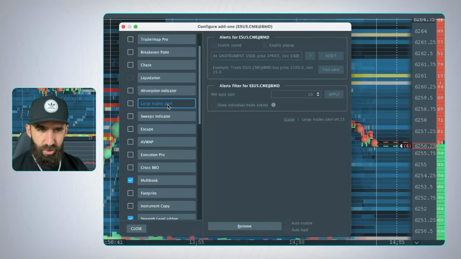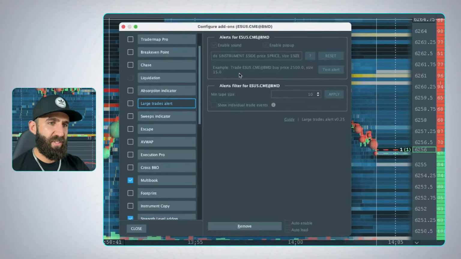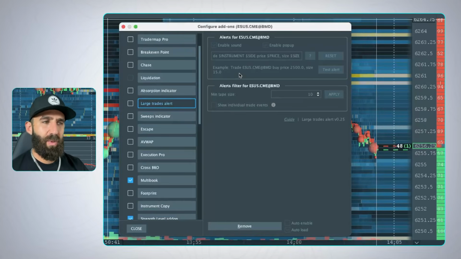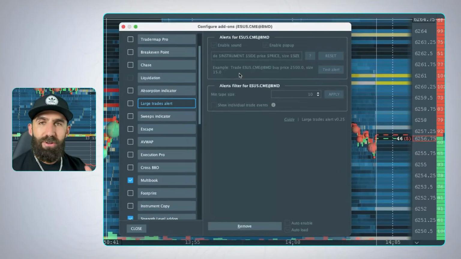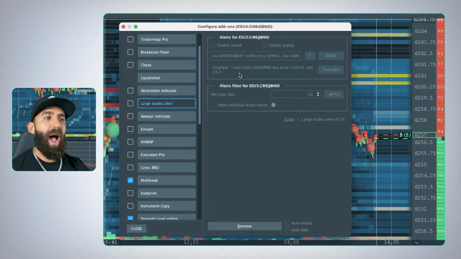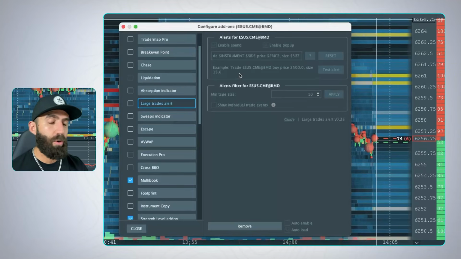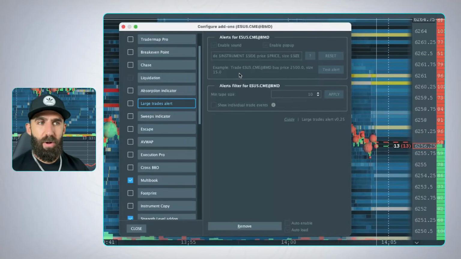So I can turn this on, and essentially I can set the minimum tape size that I want to have announced to me. I can put a large trade alert for 100 lots. And if there's a 100 lot order filled, or maybe 50 lots, whatever it is, I can have that called out to me. Because maybe I know that when a large quantity of orders are filling that way, I want to pay attention. I want to be alerted.